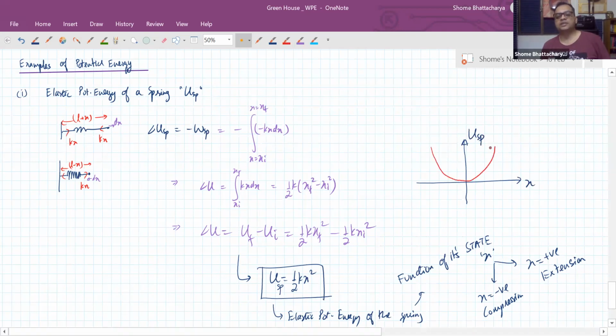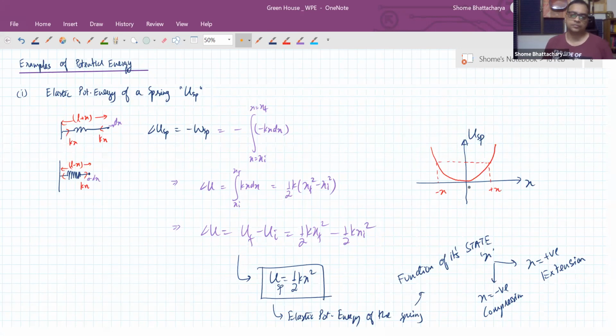From natural length, whether we take it to a positive value of x or we take it to a negative value of x, we have to do positive work on the spring because its potential energy is increasing. So this is the full discussion about the complete expression about the elastic potential energy of a spring. And finally, this formula will be the important thing that we'll be using directly in questions.